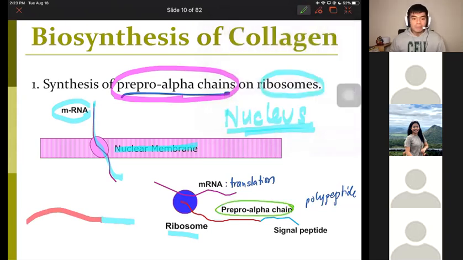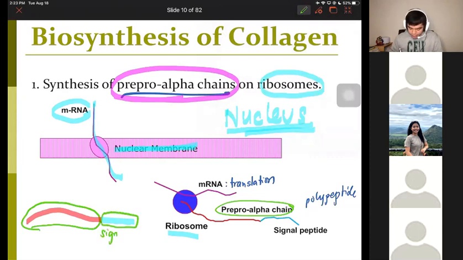Now, bakit magkaiba ang kulay? So pag inobserbahan natin ang pre-pro-alpha chain, meron tayong side na polypeptide, yung color red, and then yung color blue naman, ang tawag dito ay signal peptide. Again, yung color blue, ang tawag ay signal peptide. Kaya ang tawag natin, as you can see here, yung color blue, may nakasulat na signal peptide. Okay? So ang tawag overall, pre-pro-alpha chain.